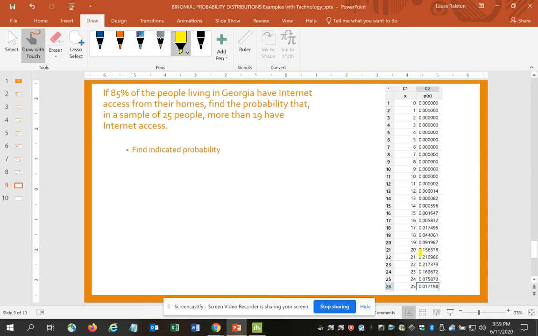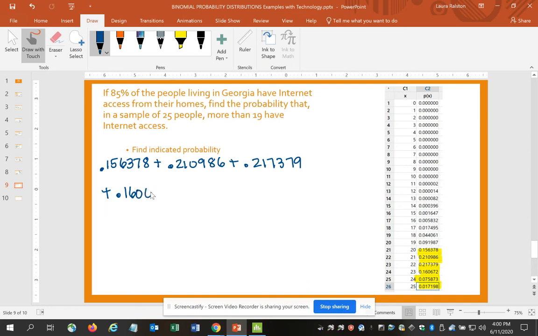So more than 19 would be 20, 21, 22, 23, 24, all the way down to 25. And again, because you have that option of it being or, we have to add those together. So adding them together, I have 0.156378 plus 0.210986 plus 0.217379 plus 0.160672 plus 0.075873 plus 0.017198. Okay, so then we're going to use our handheld calculator.